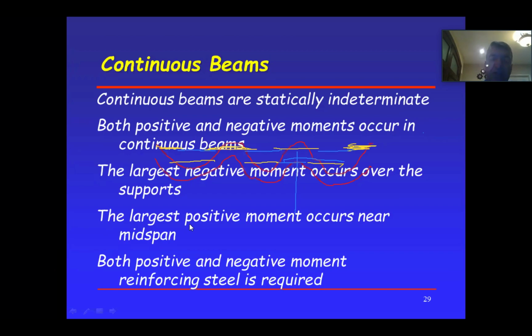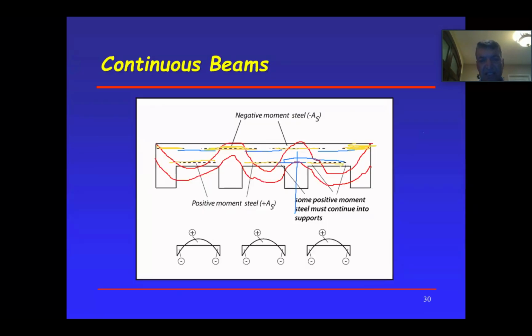So the largest, I want to talk about this one. The largest negative moment occurs over the supports. See that? And then the largest positive moment occurs near midspan. So remember, this is positive moment, this is negative moment. The largest negative moment will occur on the support, and usually it's the first interior support. This is the exterior support. First interior support is this guy. So this moment is going to be the largest.